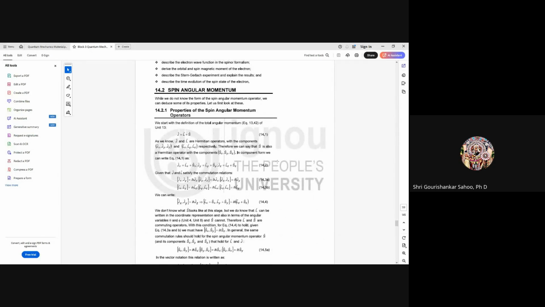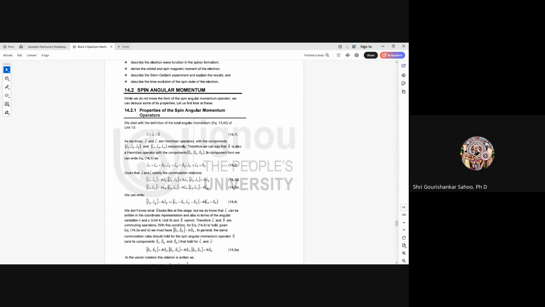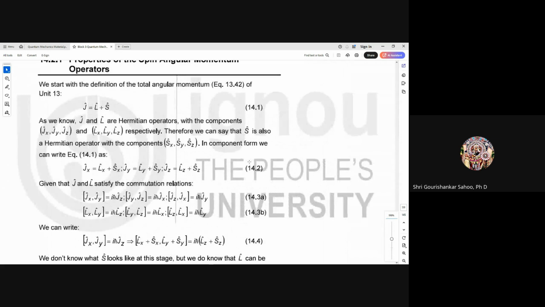So this expression, which is shown in the screen, we have derived in our earlier classes, that is J cap is equal to L cap plus S cap. Is it visible? Yes, sir.